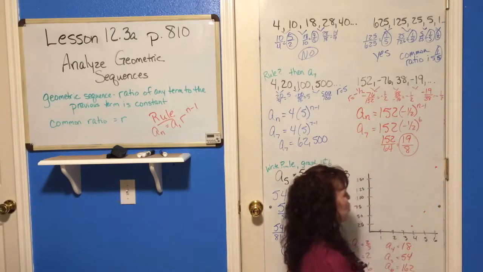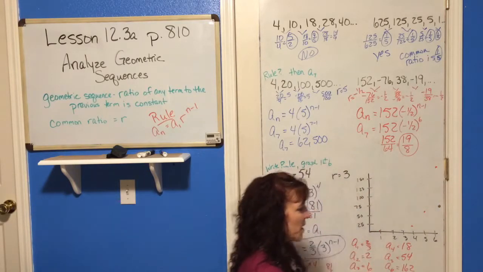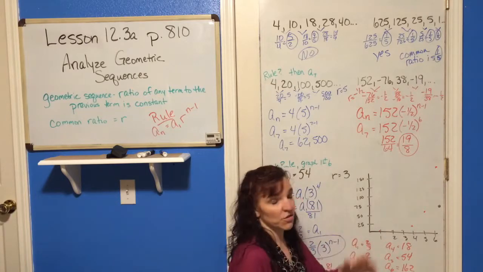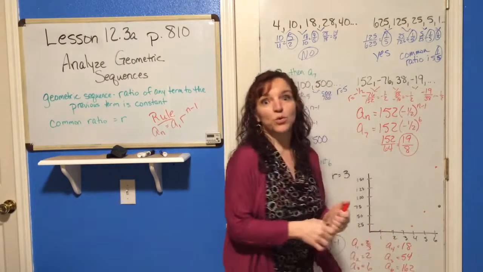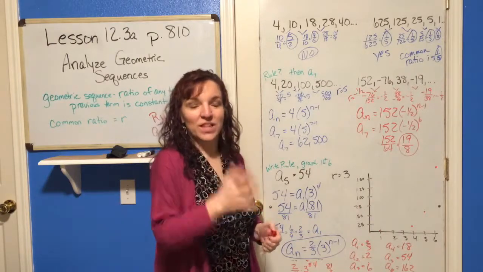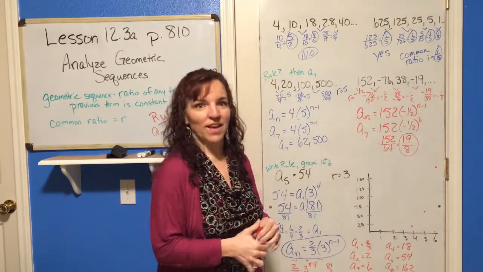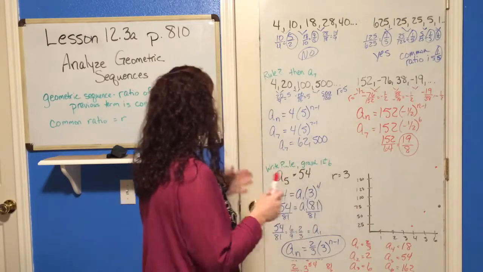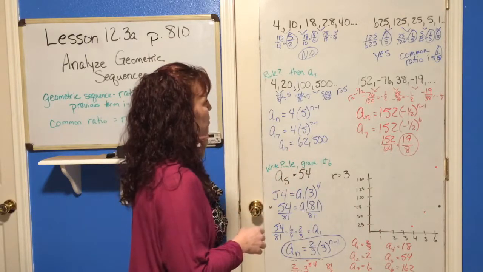There we go. So you're going to see that these geometric sequences are not a straight line. Remember, I didn't make you graph them with the arithmetic sequences, they were a straight line. These are not going to be a straight line, all right? I think that's all we've got for today. We'll do some more tomorrow.